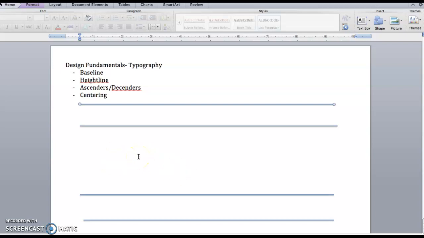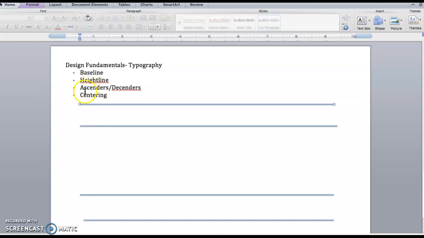So it gives us an awareness. It allows us to keep our letters looking nice and neat and well designed, following the same heights or the same descending line, that sort of thing.